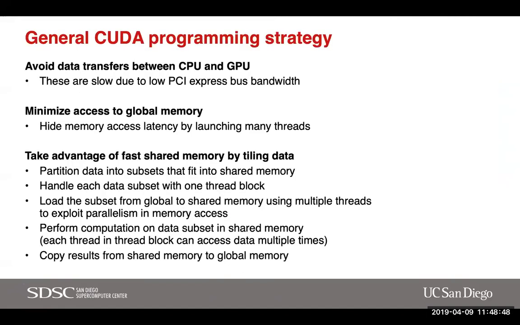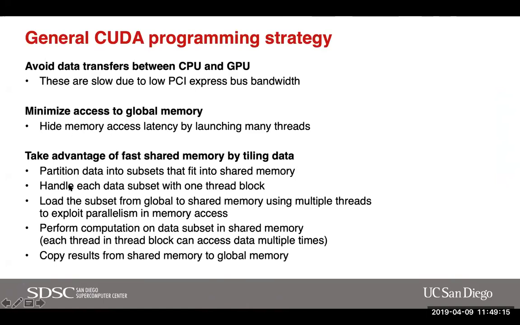So given that memory hierarchy, the general CUDA programming strategy is to avoid data transfers between CPU and GPU as far as possible, because these are slow due to low PCI Express bus bandwidth. Minimize access to global memory. So we would hide in our kernel's memory access latency by launching many threads, and take advantage of the fast shared memory that's sitting on the multiprocessors by tiling data.